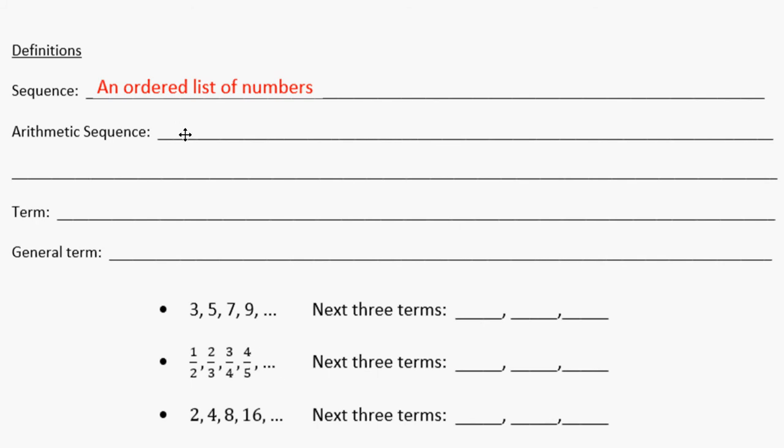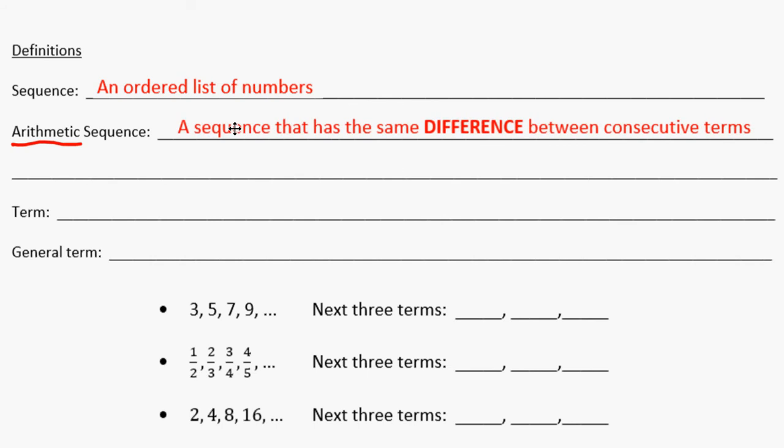Next thing, arithmetic sequence. This whole lesson is based on the arithmetic sequence. What does that mean? That means a sequence has the same difference between consecutive terms. There is only one down the bottom here that's an arithmetic sequence, and that is this one. Why? Because there is a common difference of 2. I keep adding 2 to get to the next term. Same thing here, plus 2, and same thing here, plus 2.